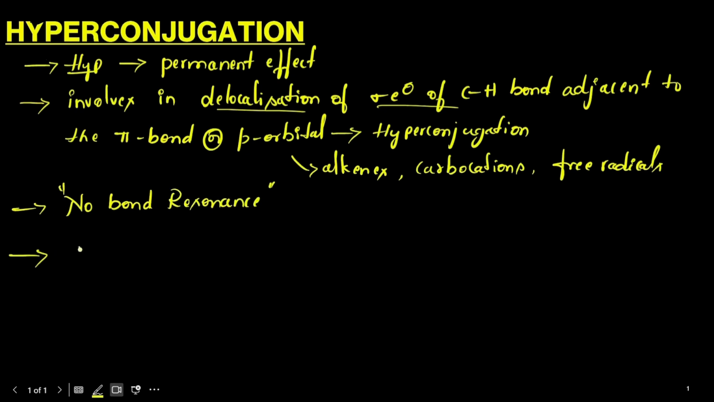Hyperconjugation is also known as the Baker-Nathan effect. Okay. This is about hyperconjugation. Let us go for the orbital overlapping approach.